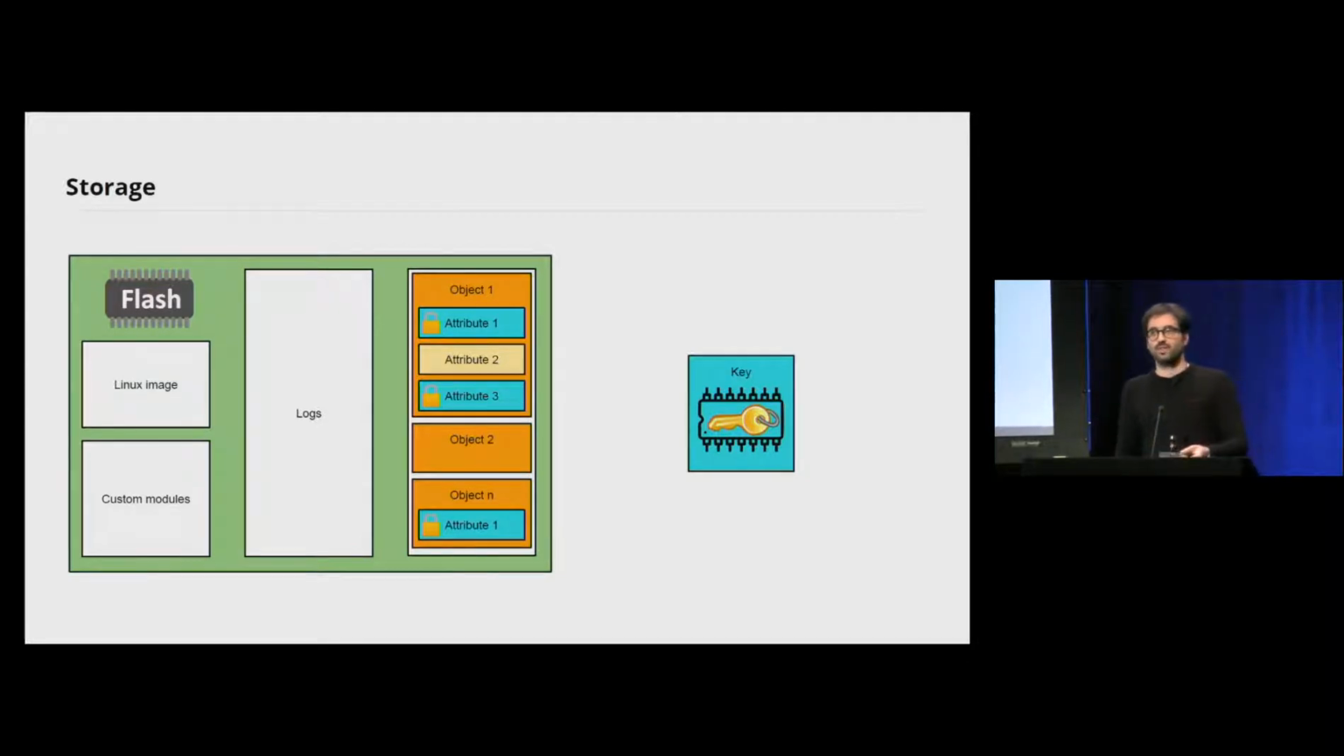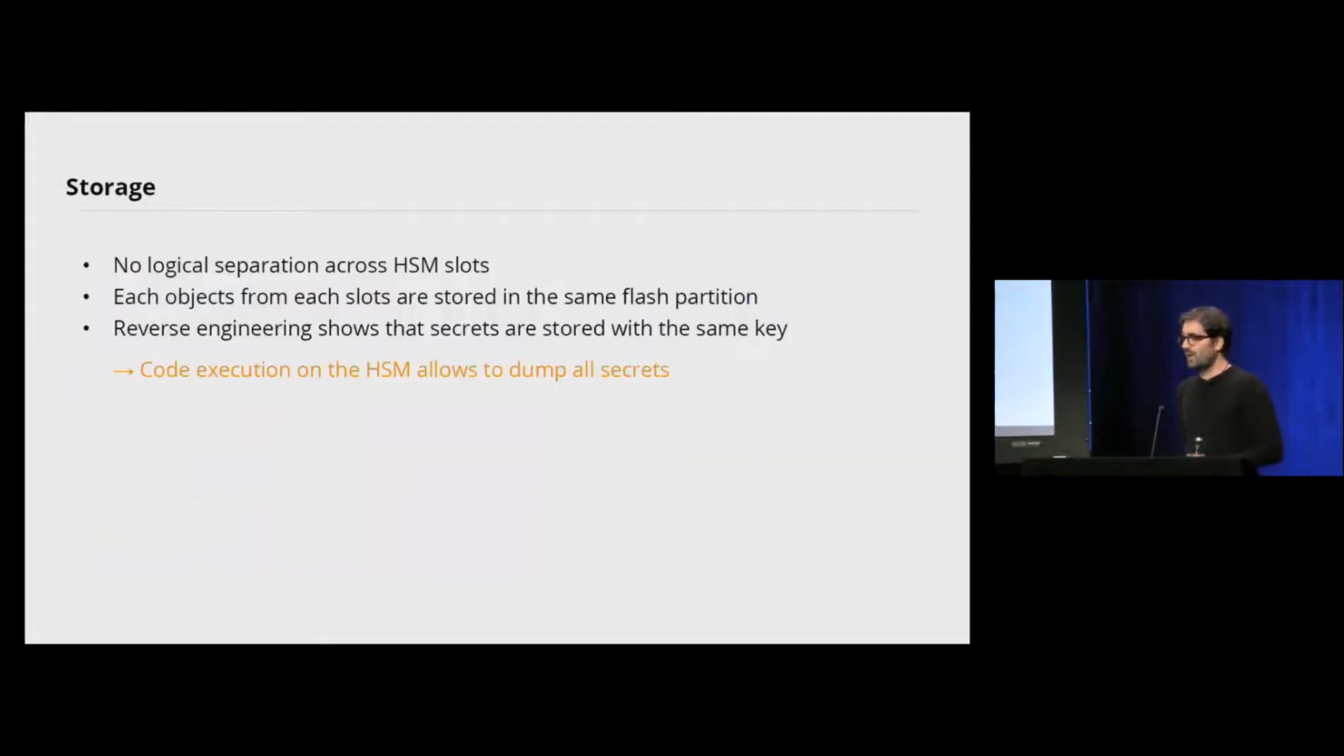So when you try to attack the HSM and it is detected, that key is immediately destroyed. If you manage to dump the flash physically, you will only get access to public information. All the sensitive data will be encrypted, and you won't have a key to read it. But that also means that there's a single key for all the sensitive attributes of all the objects. So there's actually no logical separation across the HSM slots.